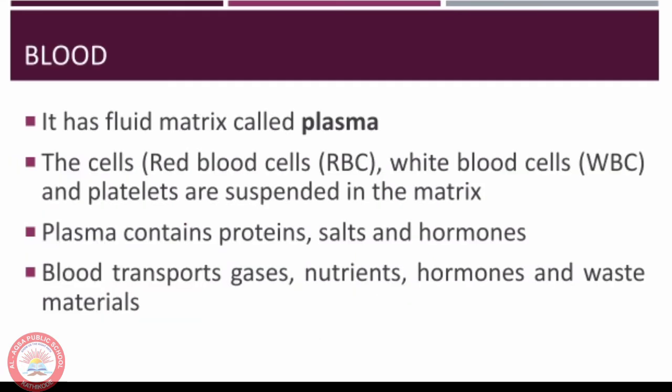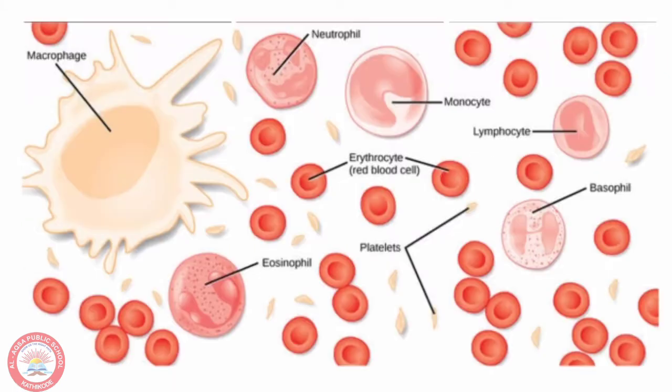Let us first discuss the first type of connective tissue, that is blood. You know the function of blood, right? Blood transports gases, nutrients, hormones, and waste materials. The matrix in blood is fluid in nature and it is called plasma. And the cells which are embedded in this matrix are red blood cells, white blood cells, and platelets. Plasma contains proteins, salts, and hormones in it.